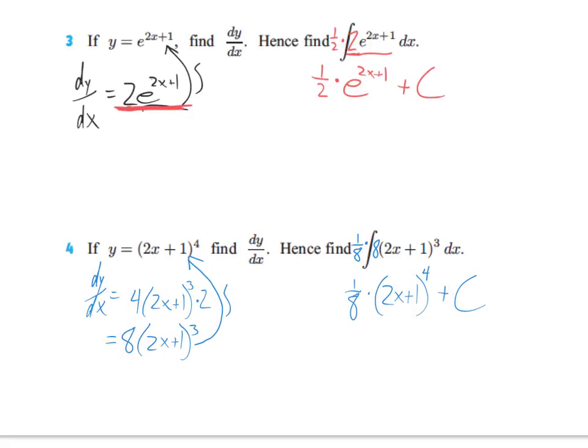Very good. Why is it to the 4th and not to the 3rd? Well, because look at what we did. We took the derivative of this to get here, so if I take the integral of this, it'll take us back here. And that, in a way, is just like your x to the n rule. You add 1 to the exponent.